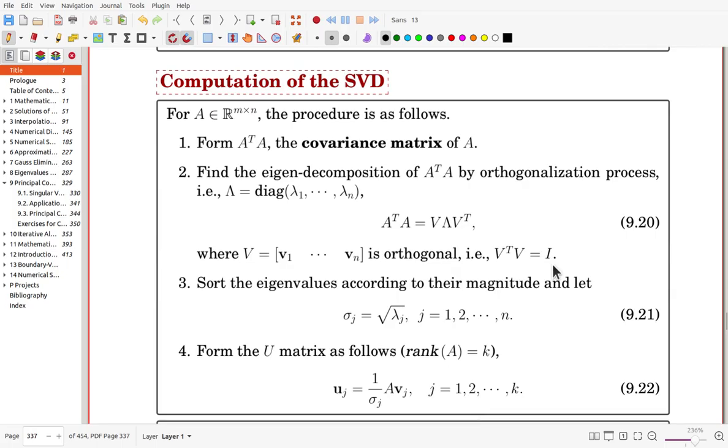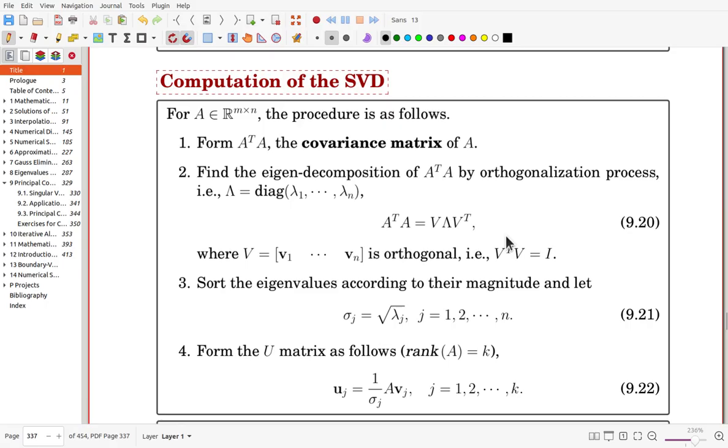Now, how to compute the singular value decomposition? This one is a kind of classroom example, but in reality, this method is not being used. Once the matrix dimension is large, like 1,000 or even 1 million, then this technique is too expensive.